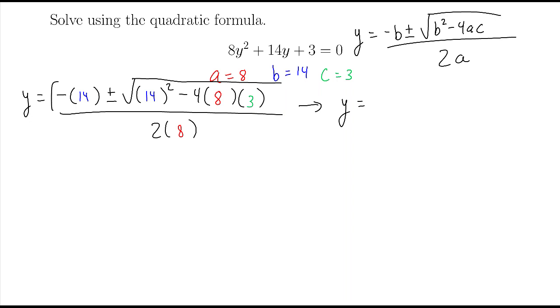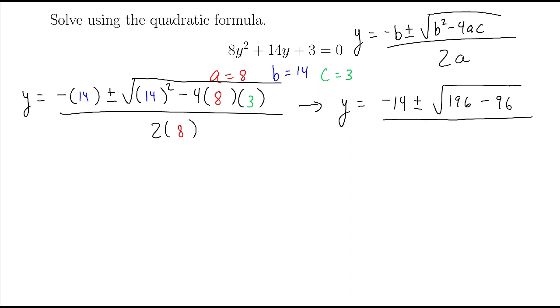Negative 14 is just exactly what it sounds like. Negative 14, plus and minus the square root. Okay, so we're going to have 14 squared is 196, and 4 times 8 is 32, times 3 is 96. Okay, so all that's under the square root, and this fraction bar covers all of this expression here. And 2 times 8 on the bottom there is 16. Okay, so now 196 minus 96 is 100.